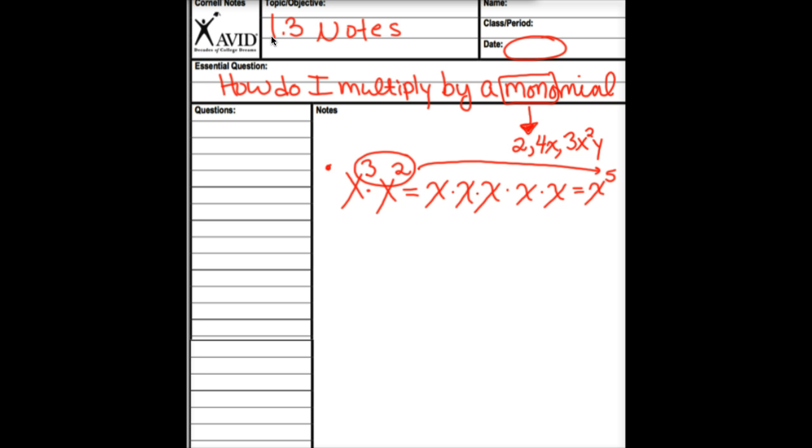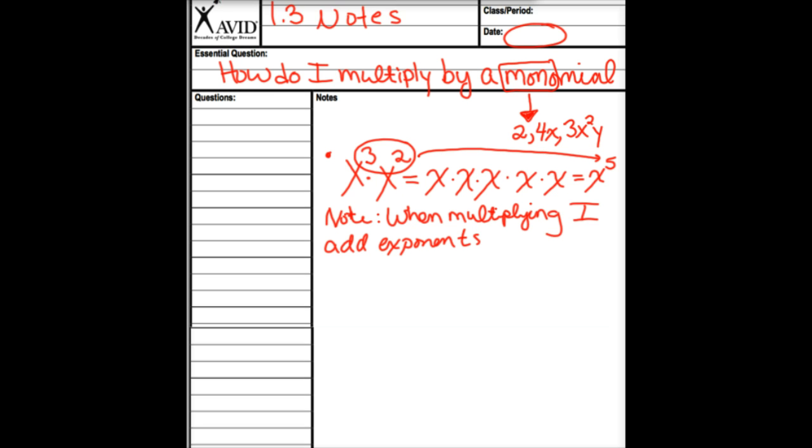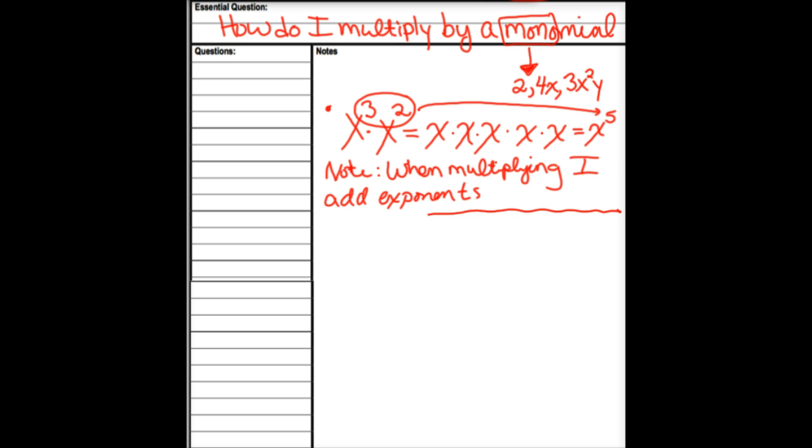So write yourself a little note that says when multiplying, I add exponents, because it's tempting to multiply them when you're looking at a multiplication problem. So when I multiply, I add exponents. Let's go discuss, we haven't done one yet, how we multiply by a monomial.